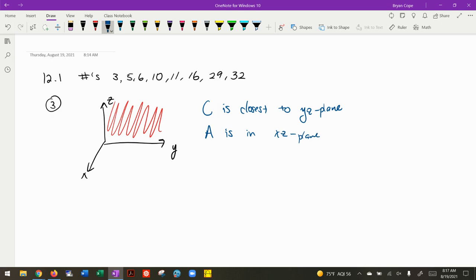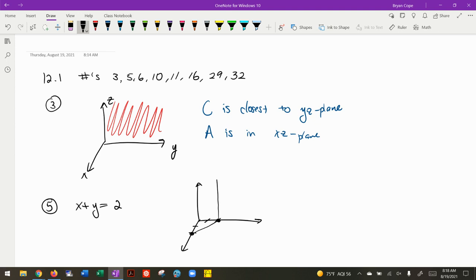Okay, number 5. Describe and sketch the surface in R3 represented by the equation x plus y equals 2. So one way we can do this is to just think of the line x plus y equals 2. So there's the line x plus y equals 2. I'm just going to draw it in the first octant just to make this a little bit cleaner. And then because z is not present there, we know that that line gets extruded through space.